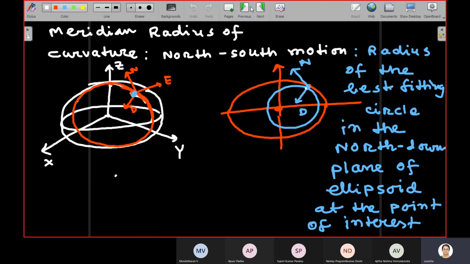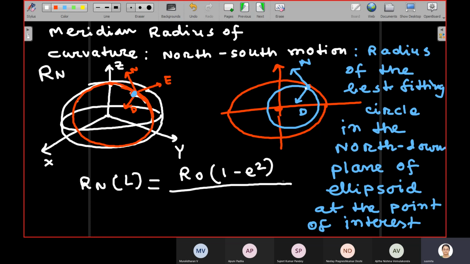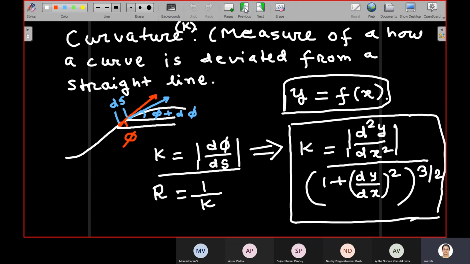Okay, the notation for the meridian radius of curvature is Rn. In the case of the reference ellipsoid, Rn is a function of latitude. It is R0, the equatorial radius, times 1 minus E square, divided by 1 minus E square sine square of latitude, to the power 3/2. Okay, this can be shown using this formula and the ellipse equation.